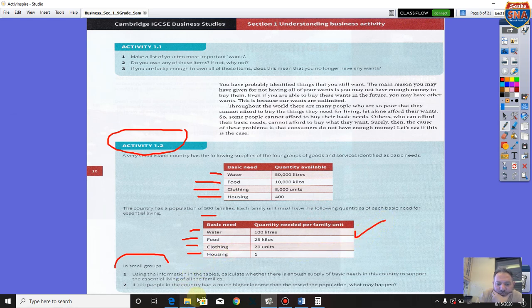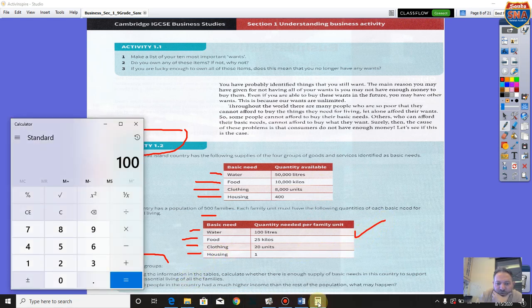Let's go to the food. We have 10,000 kilos of food, and we are going to divide it by the number of families, 500. The answer will be 20. Oh, so it should be 25 kilos.